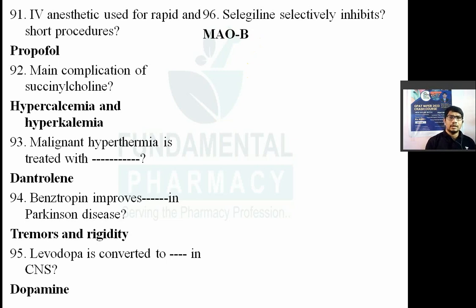Now what is MAO A? MAO A mostly metabolizes noradrenaline and other catecholamines. That's why MAO A inhibitors are used as antidepressants, and MAO B inhibitors are used in Parkinsonism. Okay, you have to remember. Now we'll see the next question.